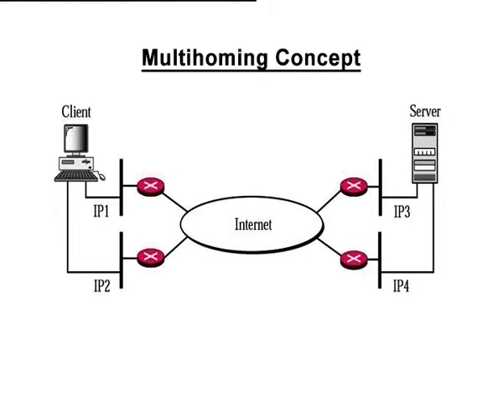Figure shows the idea of multi-homing. In the figure, the client is connected to two local networks with two IP addresses. The server is also connected to two networks with two IP addresses. The client and the server can make an association using 4 different pairs of IP addresses.